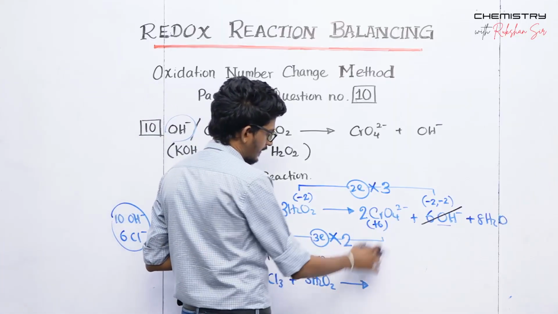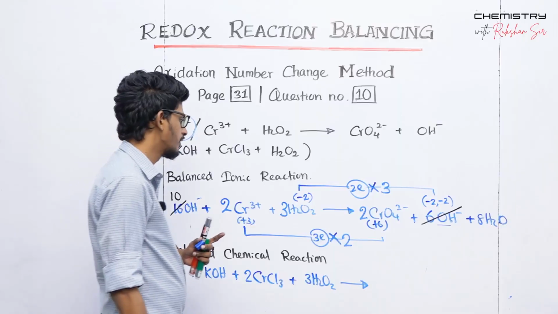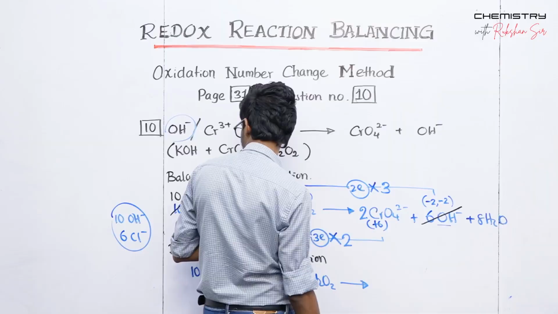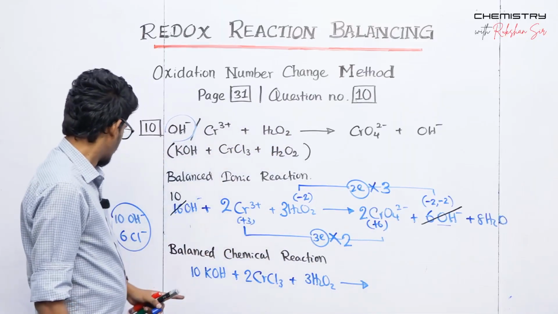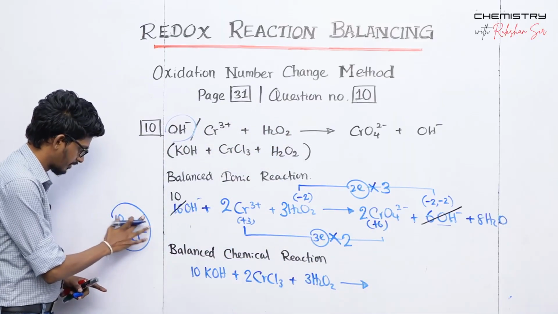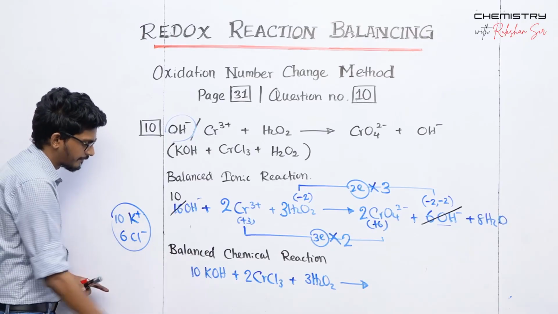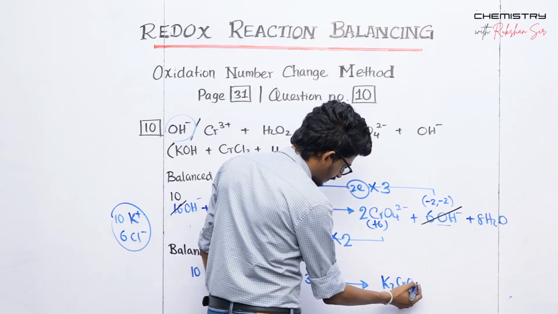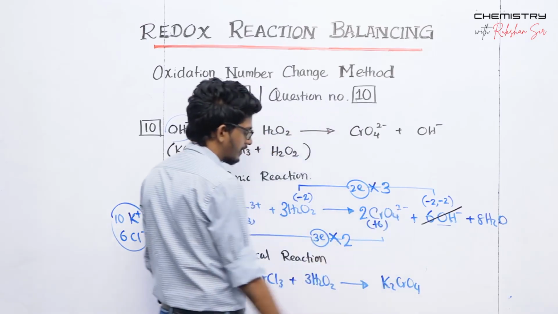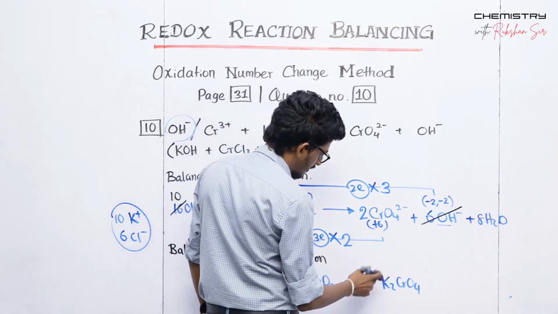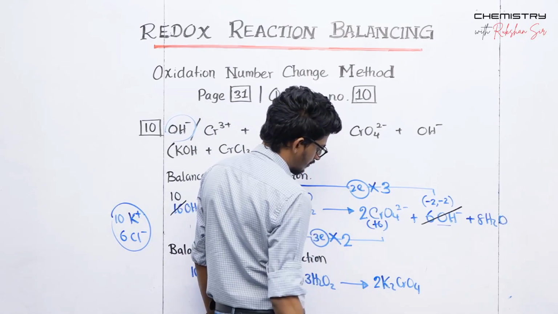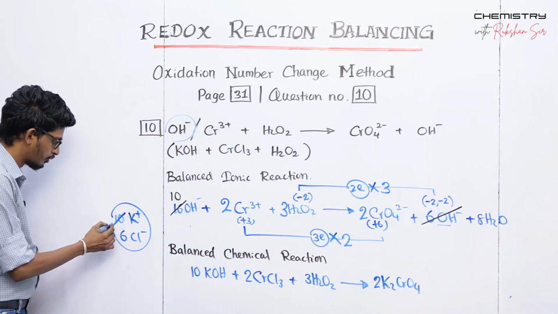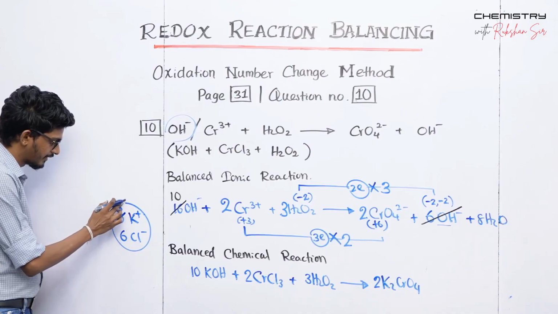Then you can use the positive ions available to neutralize this one. The positive ion available is 10 K pluses. So you can come up with K2CrO4. K pluses are used to neutralize the negative charges. To provide 2 chromates, you need 4 K pluses. You had 10, so 4 are used, which means only 6 are remaining as K pluses.